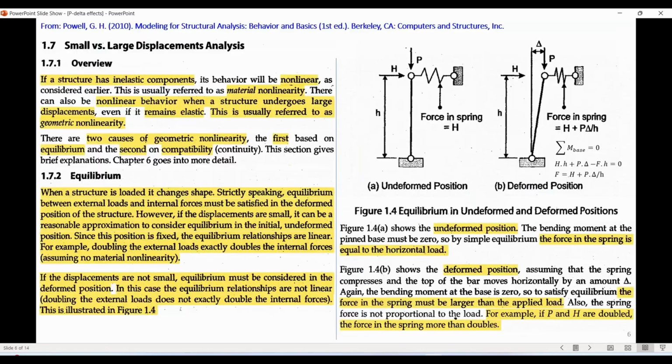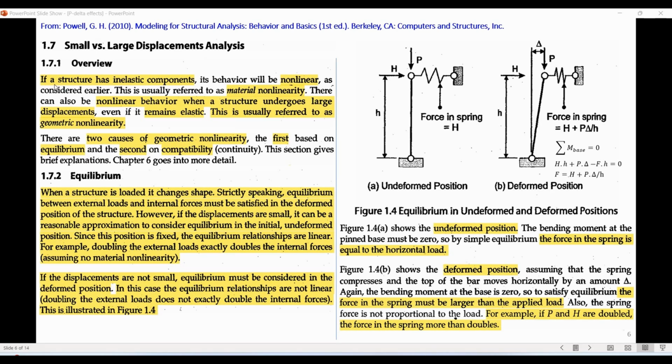And here I have included many details taken from Dr. Paul's book, which is called Modeling for Structural Analysis: Behavior and Basics. I advise every one of you to read this book because it is very important, guys.